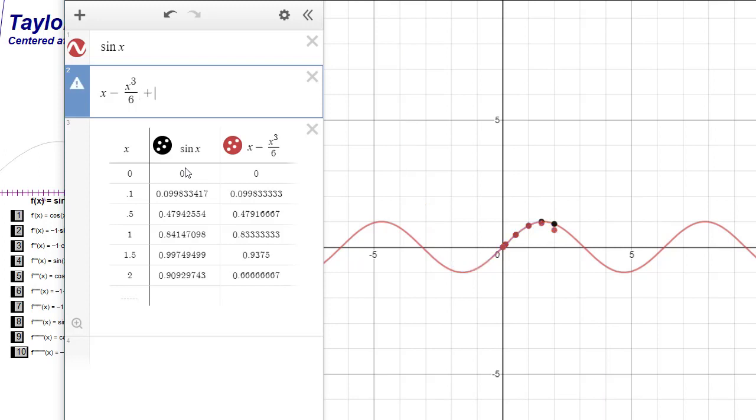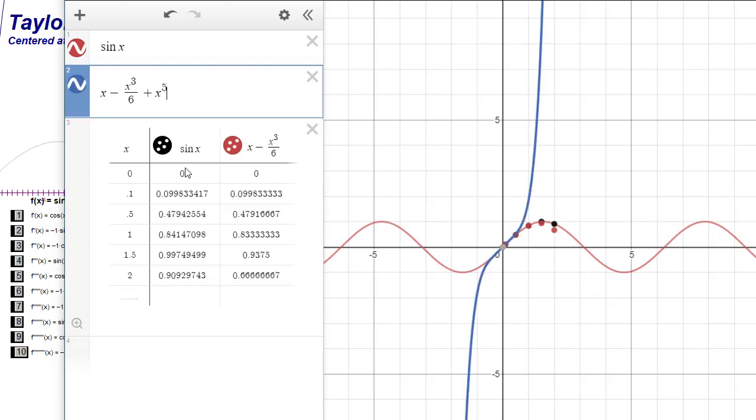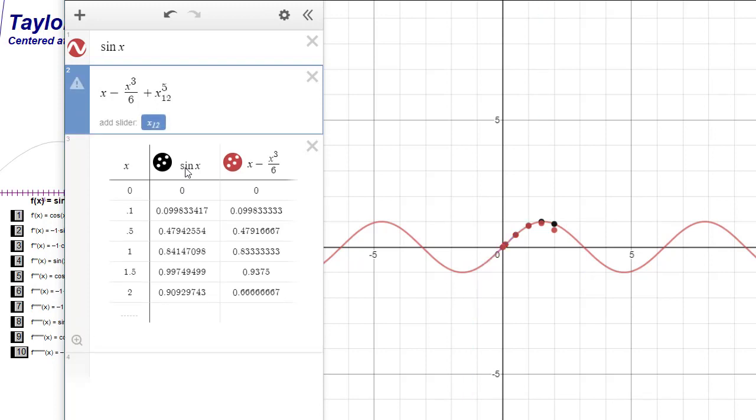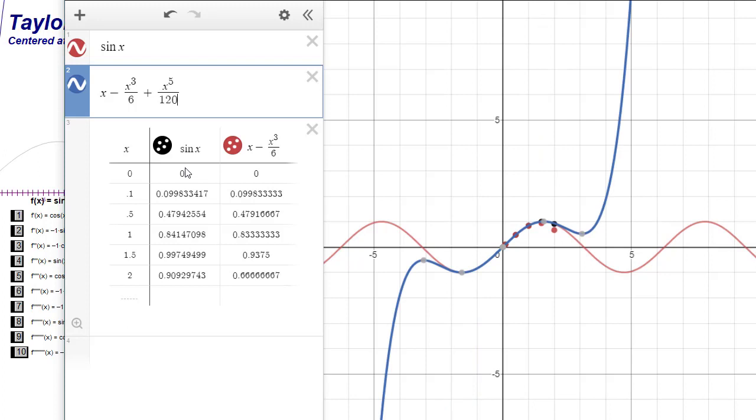Well, if I add a term to it, and again, you don't know where this term is coming from, in the next video I will show you. Whoops. Okay, what's going on here? Divided by, there we go, 120. Okay, you could just see from the curve that we got more accurate.